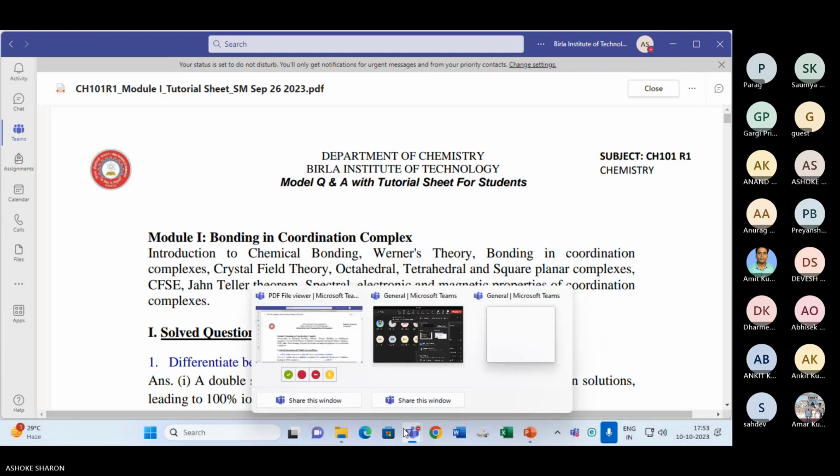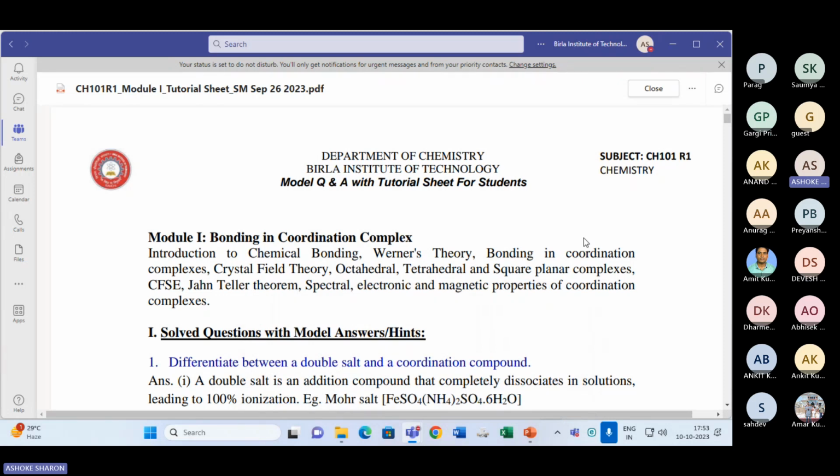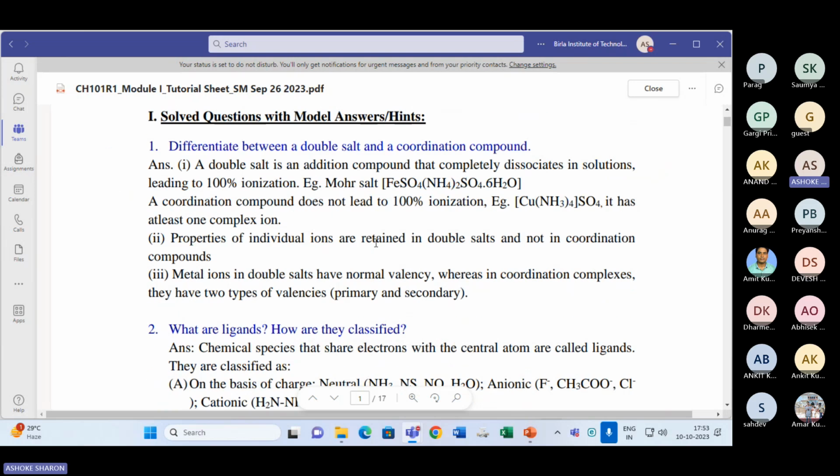Yes, sir. Okay, so you can see what the questions are. Differentiate between double salt and coordination compound. We have discussed this one. Difference between ferrous sulfate, ferrous ammonium sulfate, and butyramine sulfate.